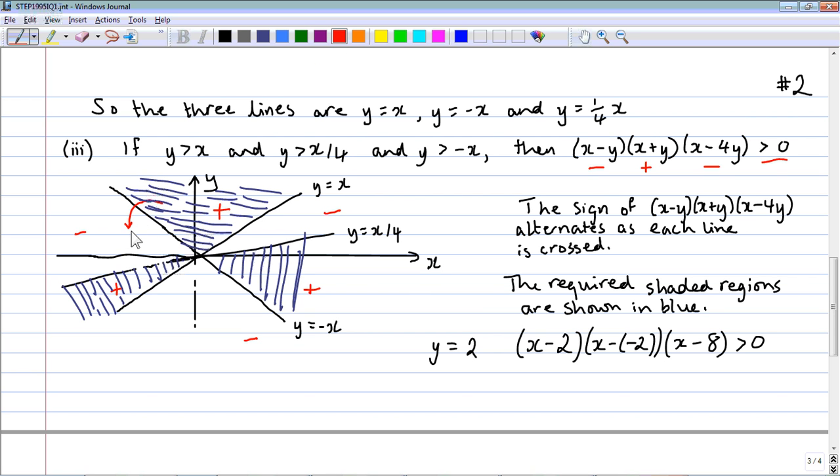But I hope you can see this is the whole point of the question, that as we shift from one region to the other, now this region is the region between the lines y equals minus x and the line y equals x over 4 down here. So then we switch to the next region, which is between the line x over 4 and the line y equals x. Every time we shift between two of those regions, we change the sign of one of these quantities and one only, meaning that the sign of the final product must also change. So that's why you get this alternating pattern, alternating sign between each of those regions.